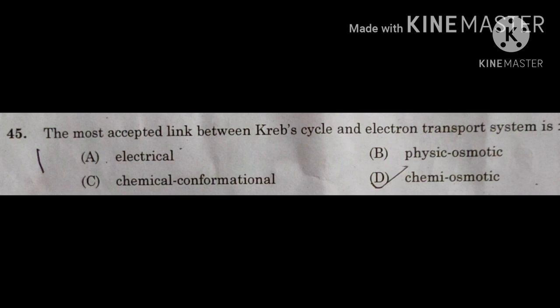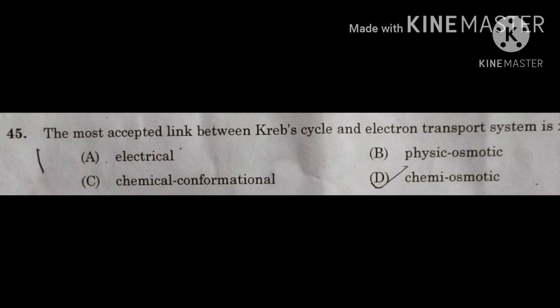Why is it called terminal oxidation? Because it is the last step of aerobic respiration. Why is it called oxidative phosphorylation? Because in that particular process, the phosphorylation is coupled with oxidation. That is, the production of ATP is coupled with oxidation, hence the name oxidative phosphorylation.